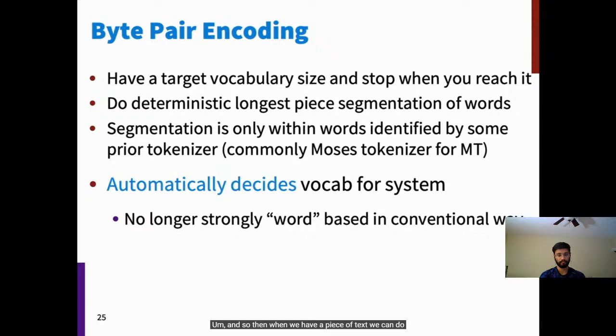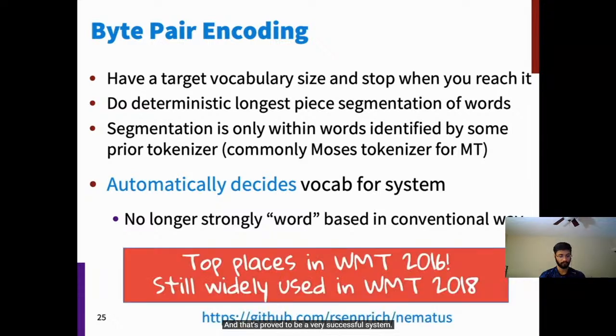And so then when we have a piece of text, we can do a deterministic longest piece segmentation of words, and we'll say that is our set of word pieces. And so for an input piece of text, we turn it into word pieces, and then we just run it through our MT system as if we were using words, but really it's pieces of words. And then on the output side, we just concatenate them back together as needed. Okay, so we get this automatic word-based system. And that's proved to be a very successful system.